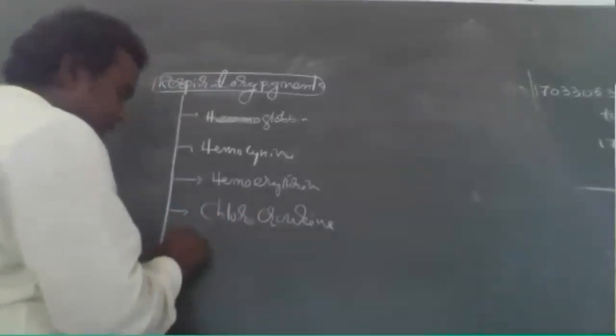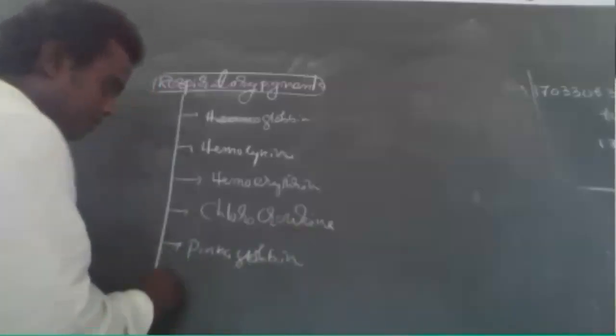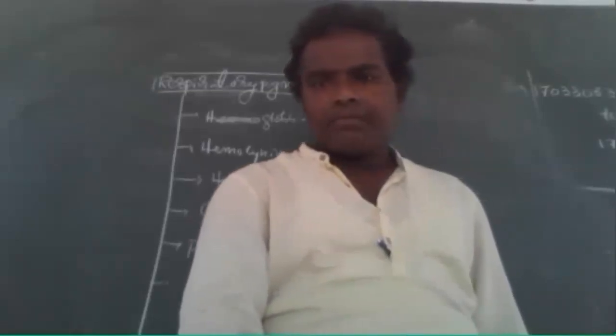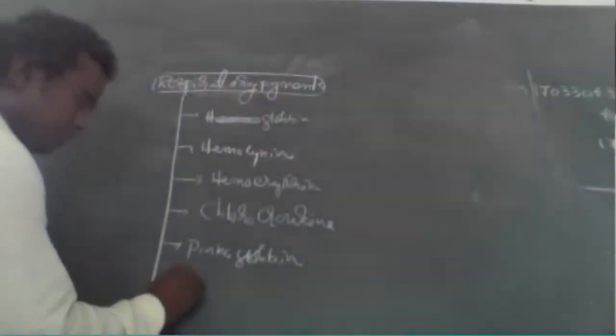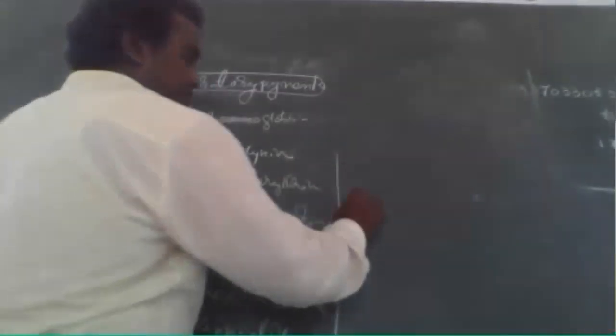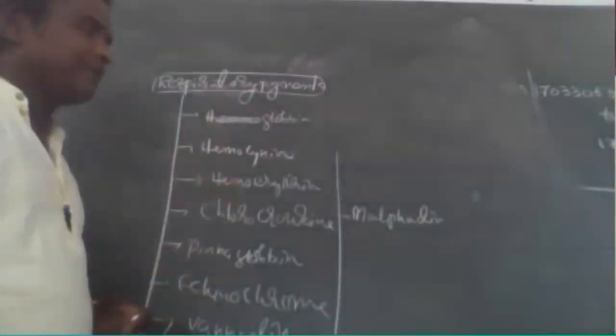Next, the fifth one is pinnaglobin. The sixth one is echinochrome. Next, vanadium, and then molybdenum. So these are all the respiratory pigments.